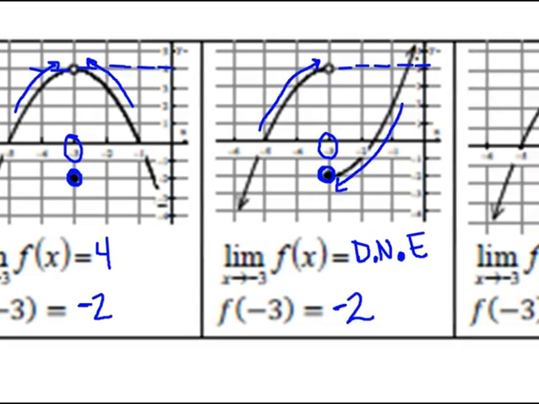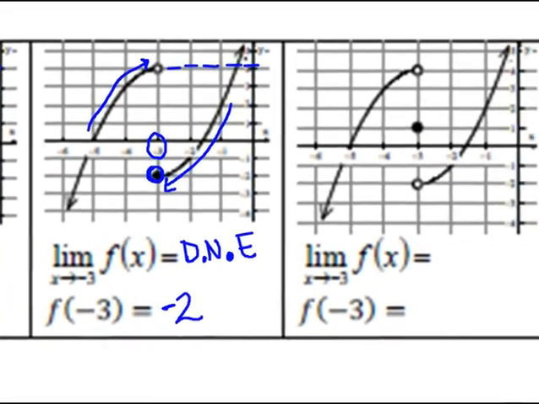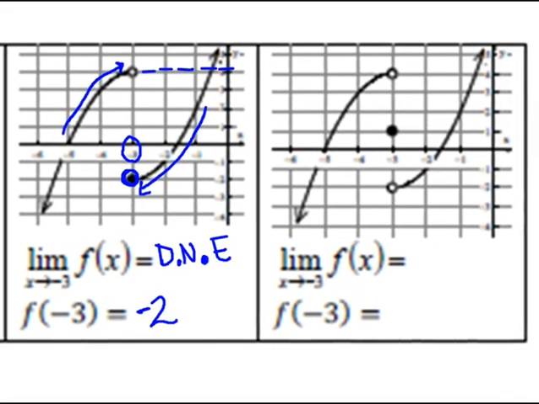All right, let's see if I can sneak this last one in here. There we go. Last but not least, still focusing on -3 right here. As we approach, remember we're looking at the limit. As we approach it from the left, we're reaching this value of 4. As we approach it from the right, we're reaching this value of -2. Those are not the same, so we can say does not exist.